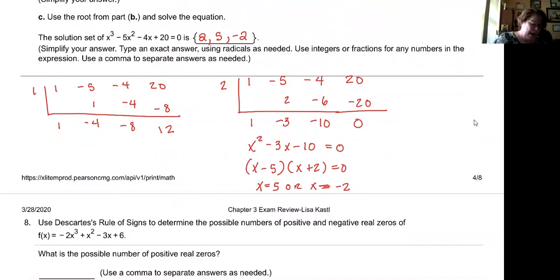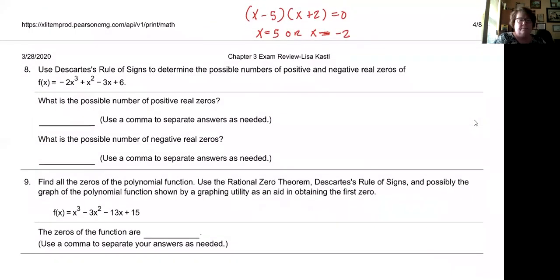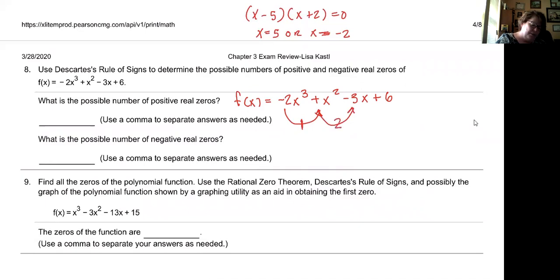All right, problem 8 is Descartes' rule of signs. And to use Descartes' rule of signs, the first thing you do is look at the function and determine the number of sign changes you have in the function. All right, so from negative to positive gives me 1 sign change. From positive to negative gives me 2 sign changes. From negative to positive gives me 3 sign changes.